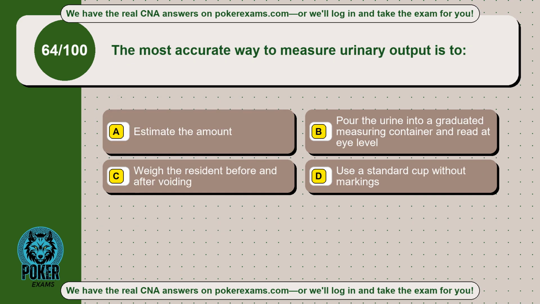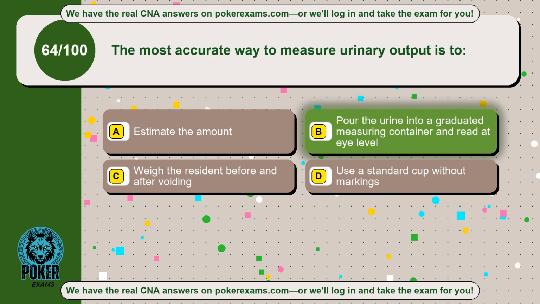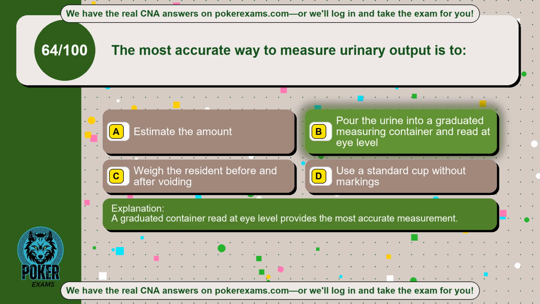Question 64. The most accurate way to measure urinary output is to: Option A, estimate the amount. Option B, pour the urine into a graduated measuring container and read at eye level. Option C, weigh the resident before and after voiding. Option D, use the standard cup without markings. The correct answer is option B. Pour the urine into a graduated measuring container and read at eye level. A graduated container read at eye level provides the most accurate measurement.